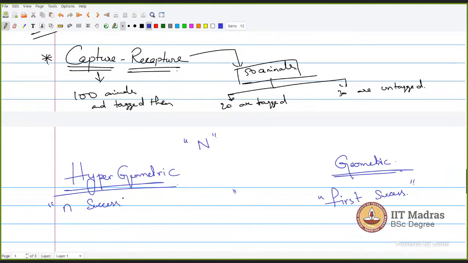We are worried about n successes and capital N minus small n failures. We stop the experiment until n successes are achieved. Geometric is about checking only the first success; hypergeometric is for n successes. So how long will it take to get n successes? That is what hypergeometric is.